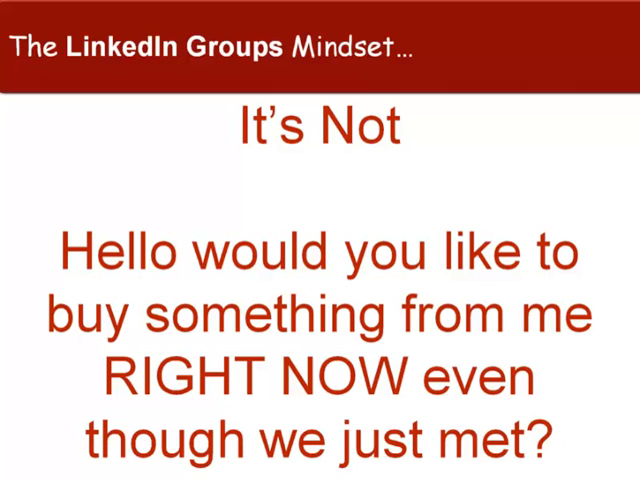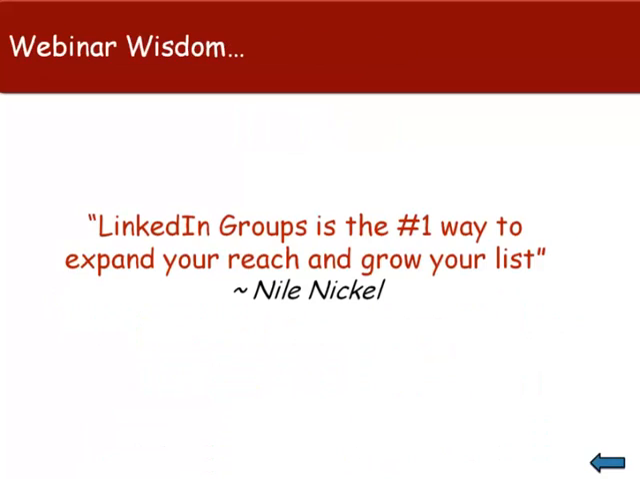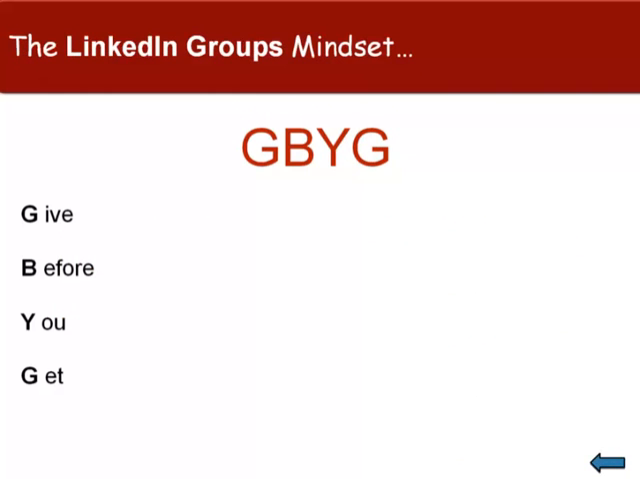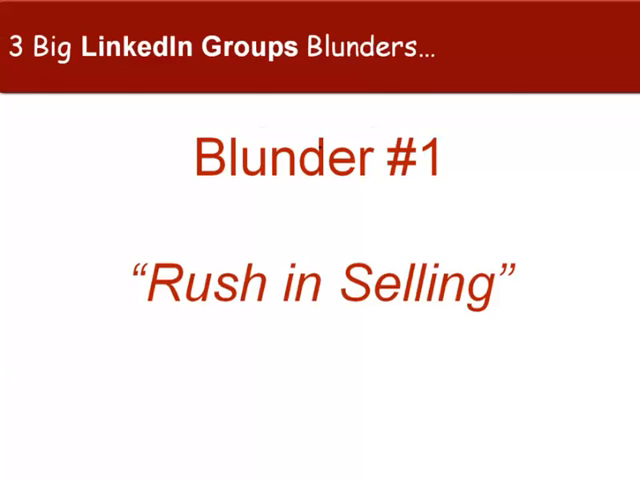The first thing you want to do is, whoops, I went backwards. You want to give before you get. GBYG, give before you get, okay? And we're going to show you exactly how to do that. Now, here's, again, reiterating what we talked about. Blunder #1 is rush in selling.